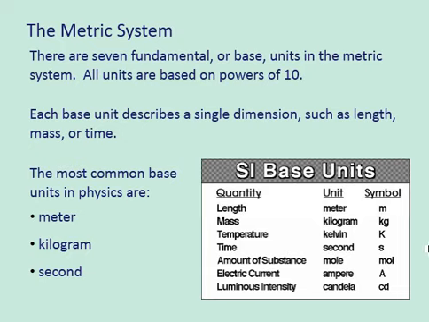Each base unit describes a single dimension, such as length, mass, or time, one unit of measurement. The most common ones that we will use in class this year are the meter, the kilogram, and the second. And you can see that they are the base units for length, mass, and time. When we have these units in their combination like this, we also have what we call the MKS system of SI units, which means everything is in meters, kilograms, and seconds.